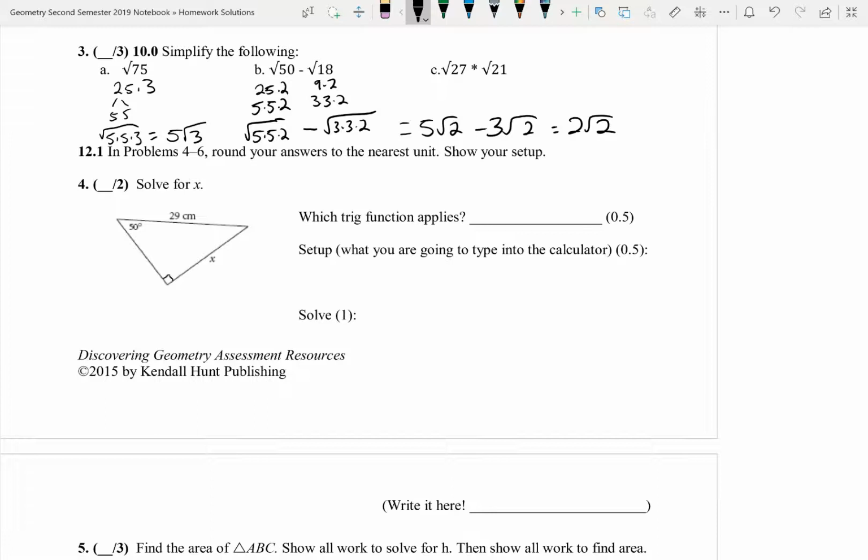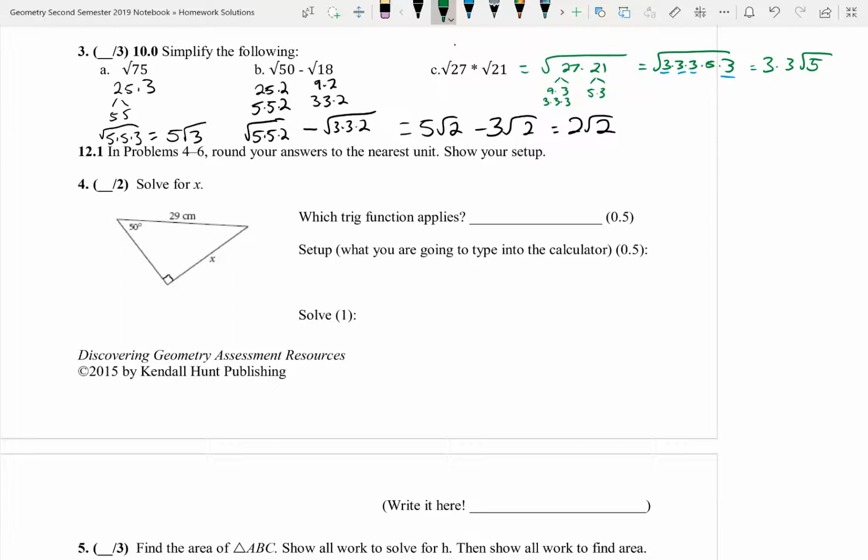All right, so in C, we'll do a different color. When you have 27 times 21, what we can do is put them both under the same square root. And 27 is 9 times 3, 3 times 3 times 3. And then 21 is 5 times 3. So what we have is 3 times 3 times 3 times 5 times 3. So I have two sets of 3. And so two sets of 3 pairs. So it's the same thing as 3 times 3. And then what's left is a 5.